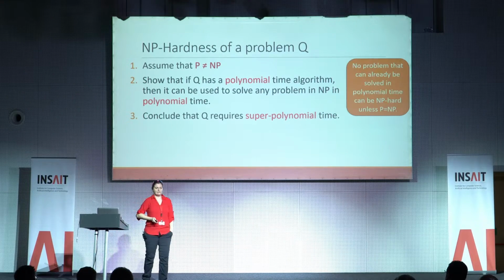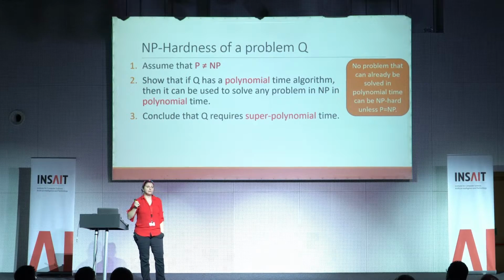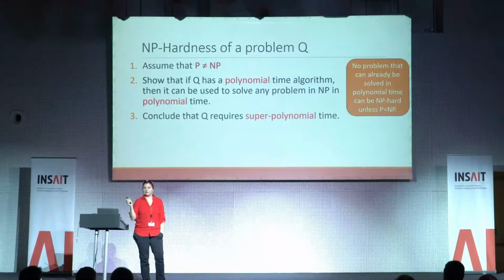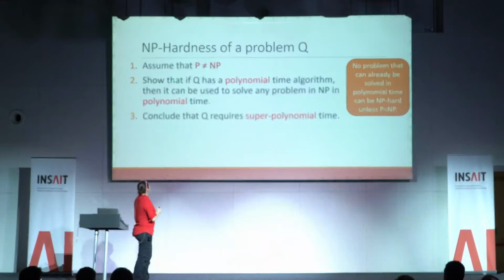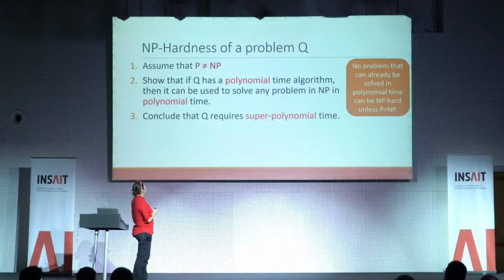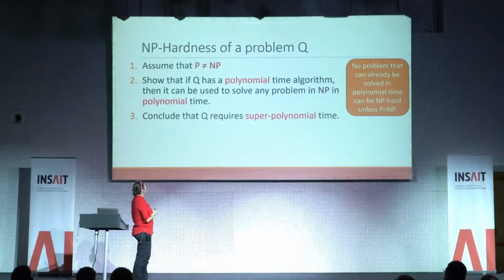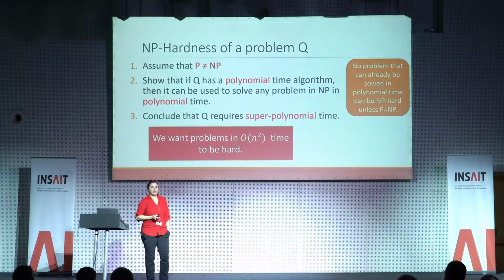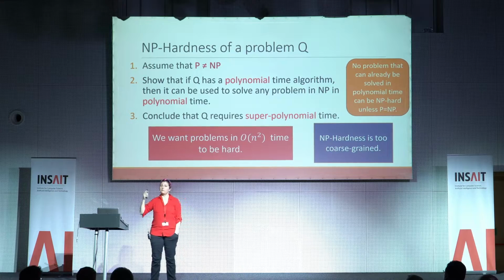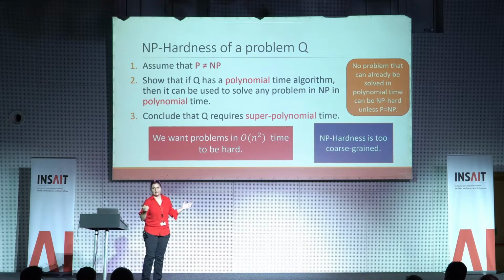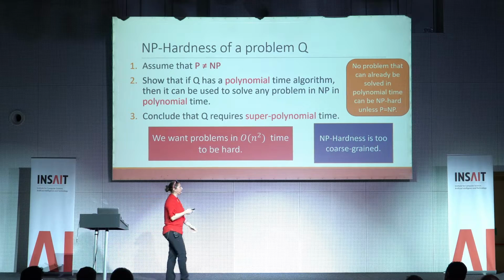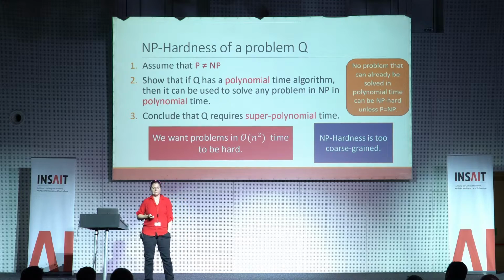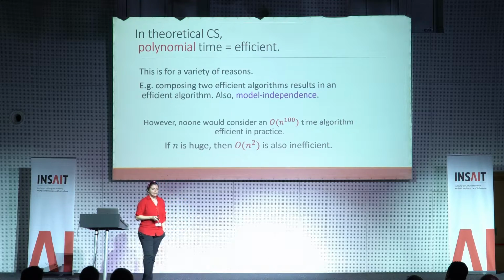However, remember the LCS problem? That one had a quadratic time algorithm. That's polynomial. That problem cannot be NP-hard unless P equals NP, because this part over here is already satisfied. So you cannot perform this step here if you believe P not equal to NP. So NP-hardness cannot be used for problems that are already solvable fast. Well, quadratic time is not that fast, but it is not super polynomial. So NP-hardness is great, but it's not fine-grained. It's too coarse-grained.